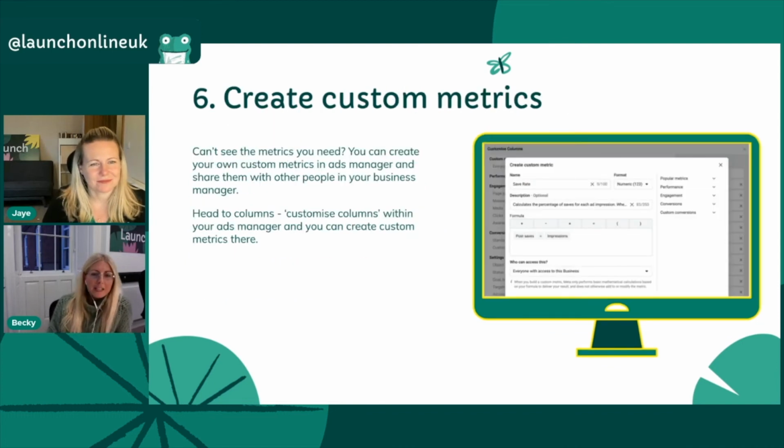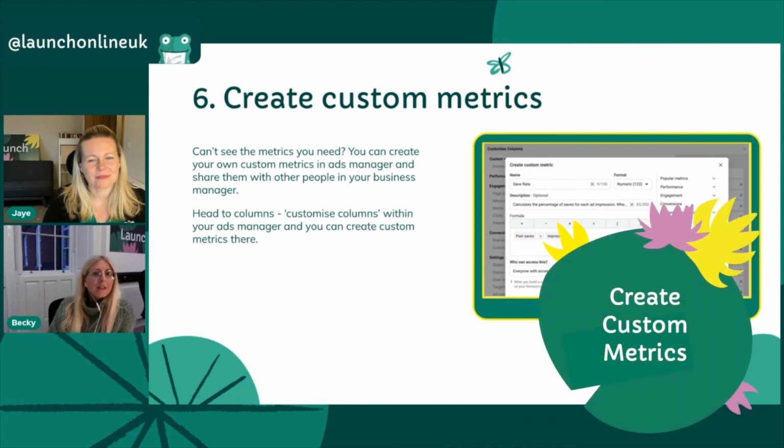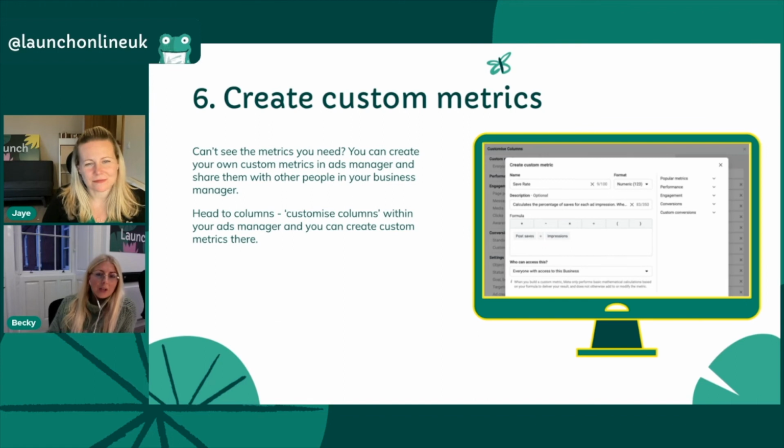So in Facebook, you've got all these amazing metrics you can measure, but if there's not one there, you can create custom conversion metrics. Just go into your Ads Manager, go into columns, and you can create a custom metric. For example, here I've created the save rate, which is post saves divided by impressions, and it calculates as the percentage of saves for each ad impression.